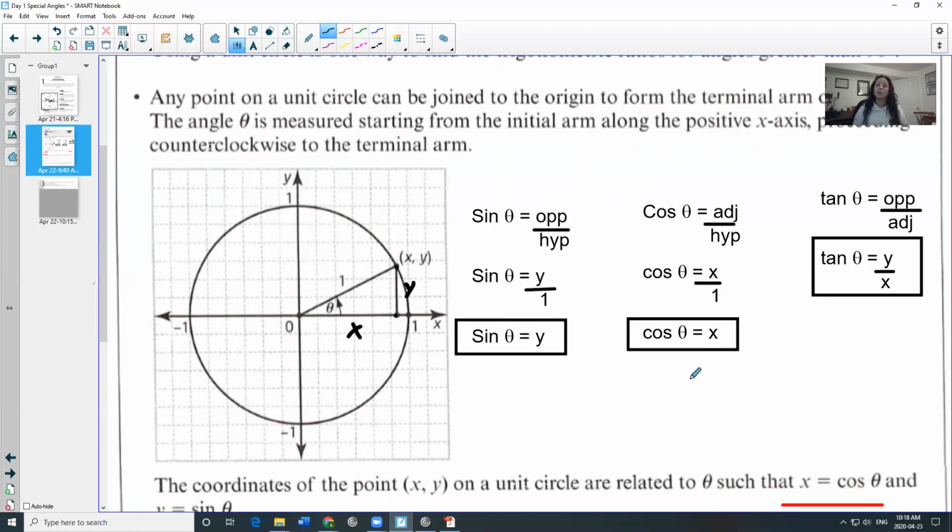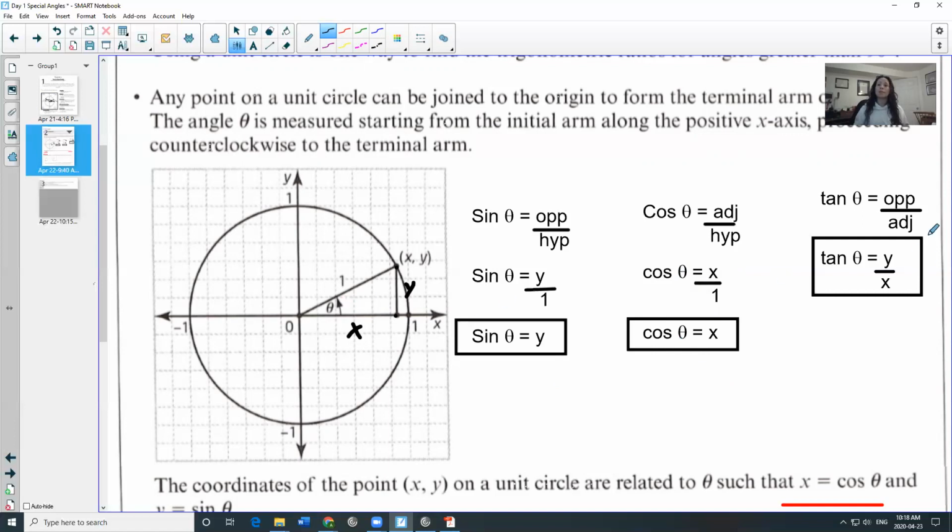And then the same idea goes for our cos values, right? Cos is adjacent over 1, so cos of theta equals x over 1, because our adjacent side to this angle is x. We never write the 1 on the bottom of a fraction, so x is equal to cos theta. This is kind of the second rule that we're going to look at today.